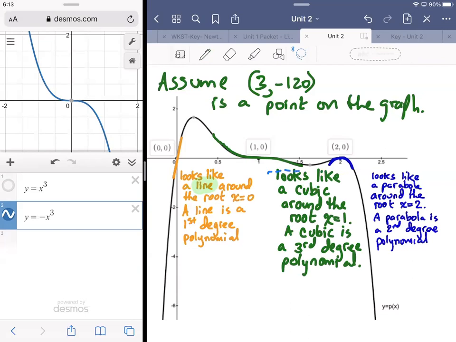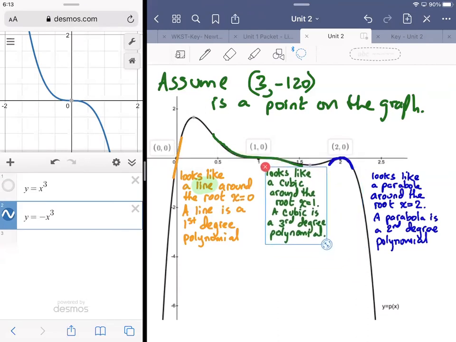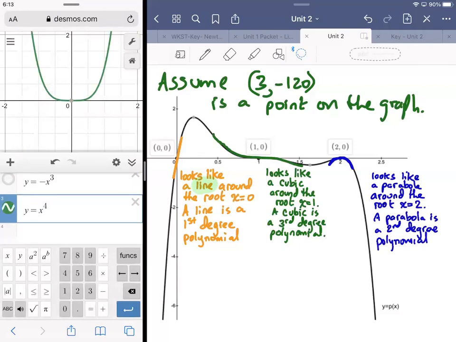Right? The behaviors of the roots can always be classified as one of these three different possibilities. So you might look at it and say, well, what about a fourth degree polynomial? I'll show you real quick. If I say y equals x to the fourth, that behaves an awful lot like a quadratic. Right? I could say x to the sixth, still behaving like a quadratic, just a little flatter at the bottom. Right? X to the eighth, 10th, all those even powers, at heart, their behavior is similar to that of a quadratic.